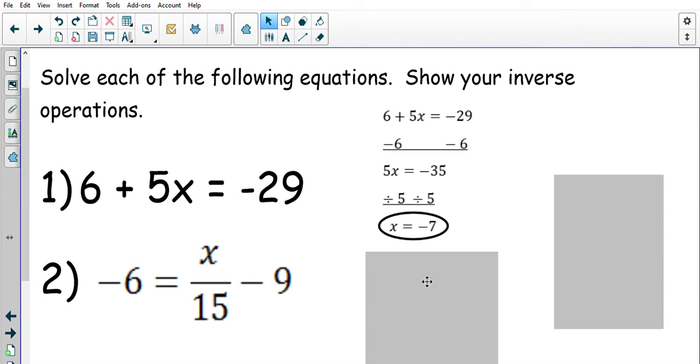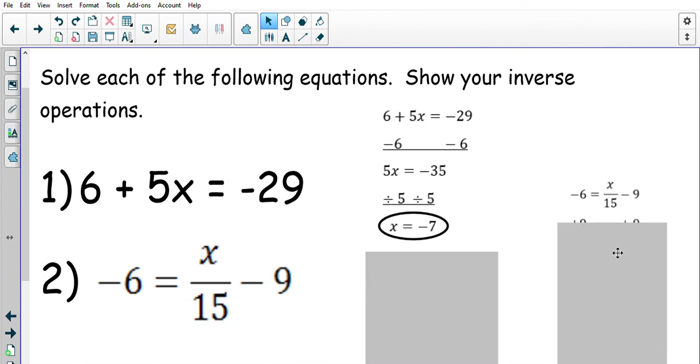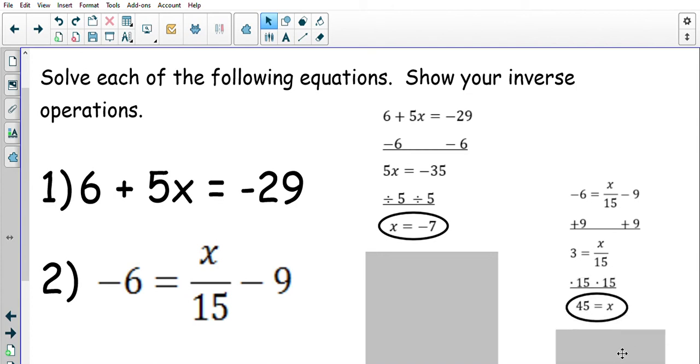All right, number 2. So the last thing that we're doing to the variable x is subtracting by 9. Let's undo that first. Add 9 to both sides. Negative 6 plus 9 is 3, so we have 3 equals x over 15. Multiply both sides by 15 to get our final solution of 45.